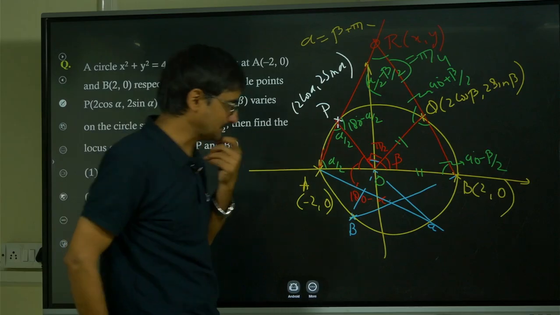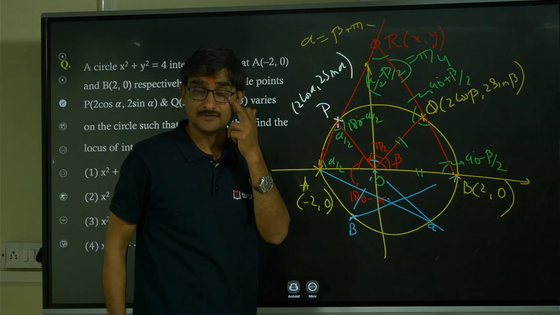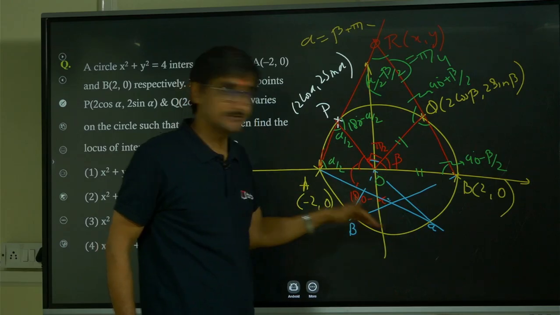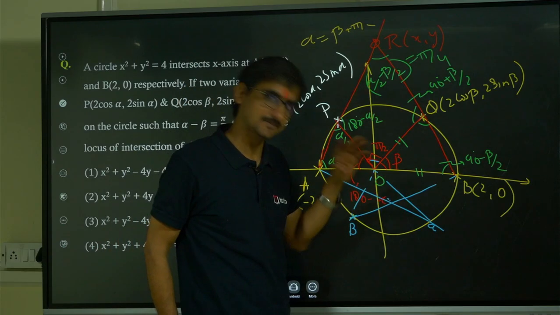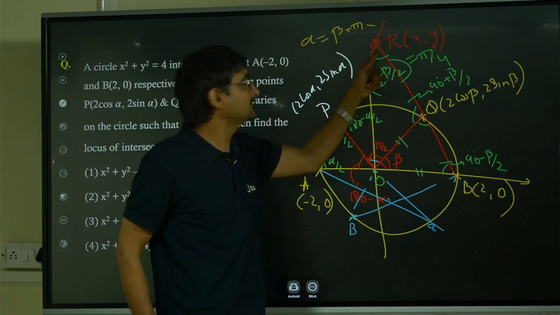Within the circle won't be the case, no? In that case, how can this be pi by 4? Within the circle, the angle has to be more than pi by 4. Yeah, that will be the problem, bachcho. This angle is pi by 4.